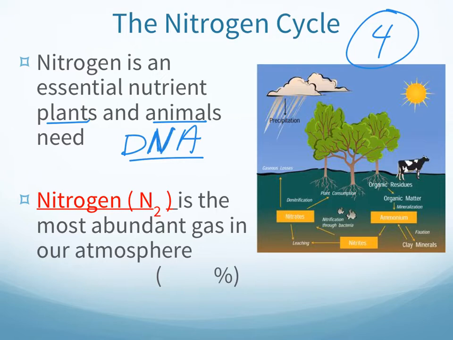Now, most of the Earth's nitrogen is not found in humans, but it is found in the atmosphere. So most of the Earth's nitrogen is found in the atmosphere. In fact, 78% of the atmosphere is nitrogen. So while we use the oxygen coming from the atmosphere, nitrogen is the #1 element present.